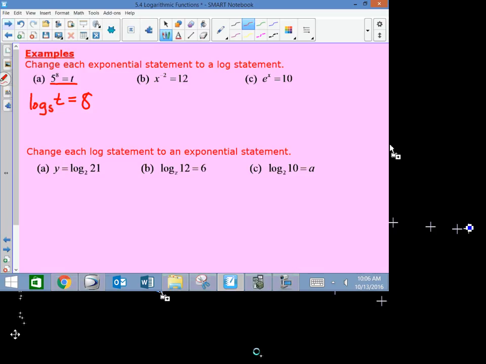Yes? Is t like raised up or is it supposed to be? No, t is straight up. This is like a subscript when you write it, like this is what it would look like. T would be right. Yes, good question though.